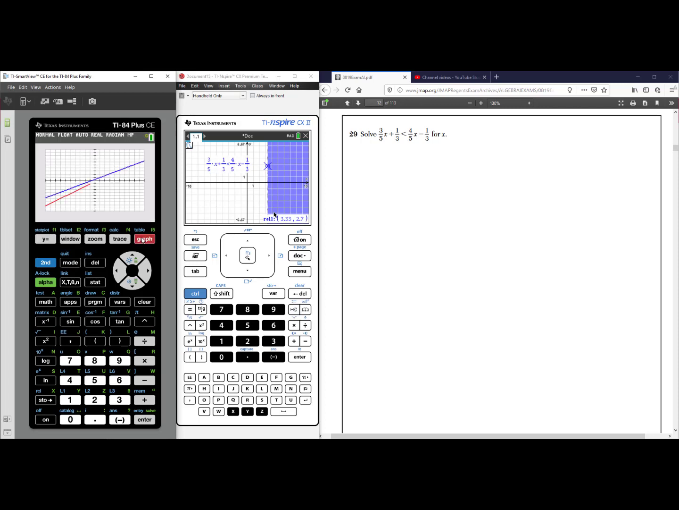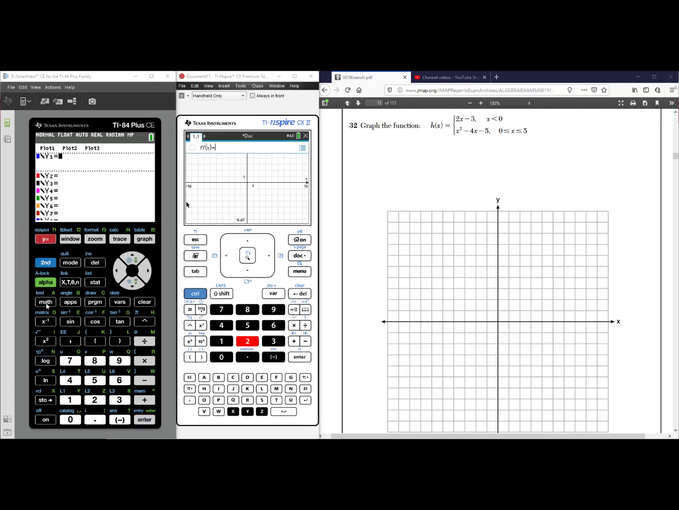When I graph it, I can see the point of intersection. Second, trace, intersect, number 5. First curve, second curve, guess. 3 1/3 is when the second function is greater than the first.